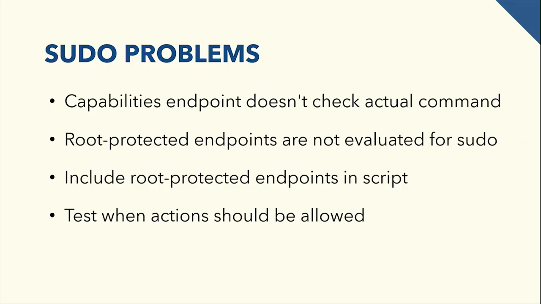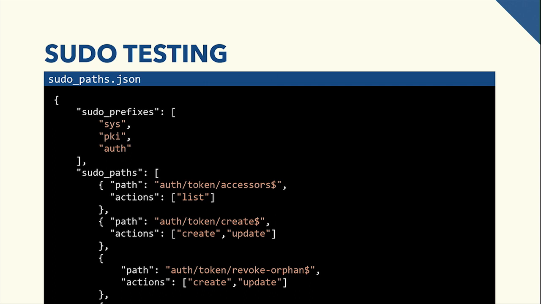Now I mentioned earlier that the capabilities endpoint doesn't do so well with sudo. It has no idea, does not compute that. So when it calculates your effective permissions on a root protected endpoint, it does not take sudo into account. So I have to take that into account in the script and test when actions should be allowed. So what I did is I went into the Vault documentation, and unfortunately there's no easy way to pull this information, so I had to type all this by hand. Now you don't though, because you can grab this from the repository.